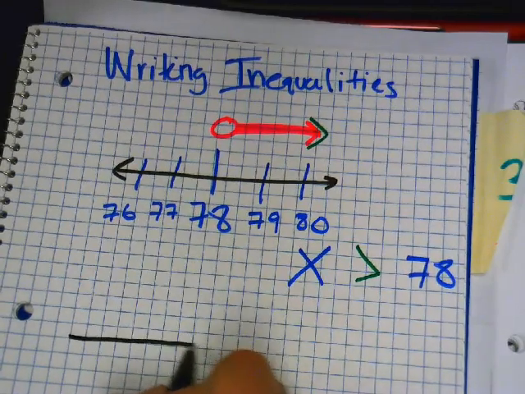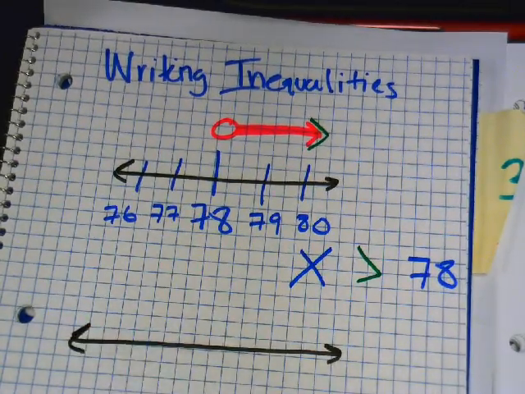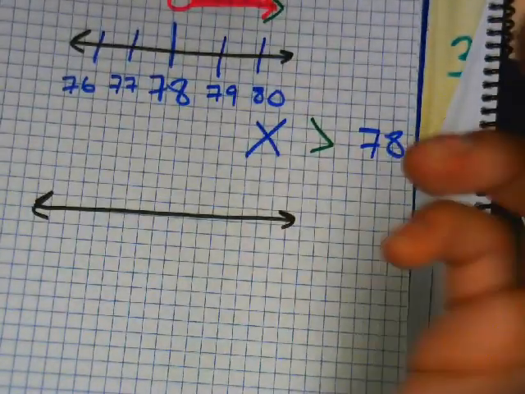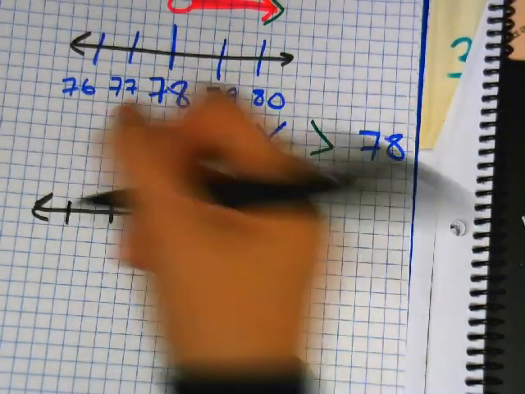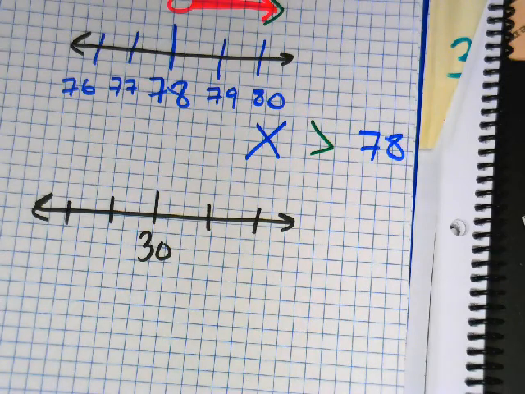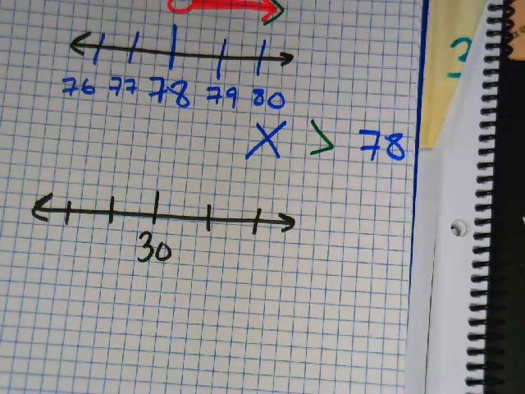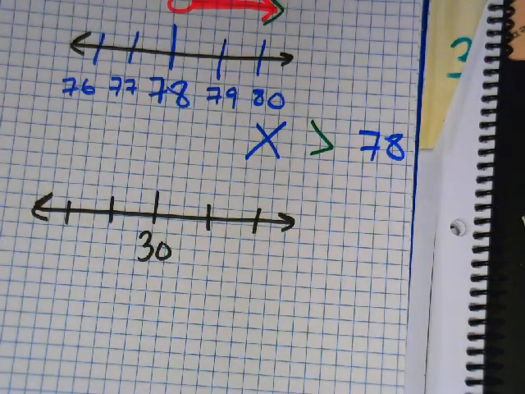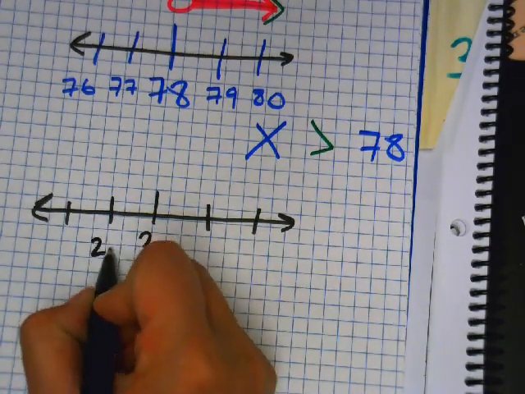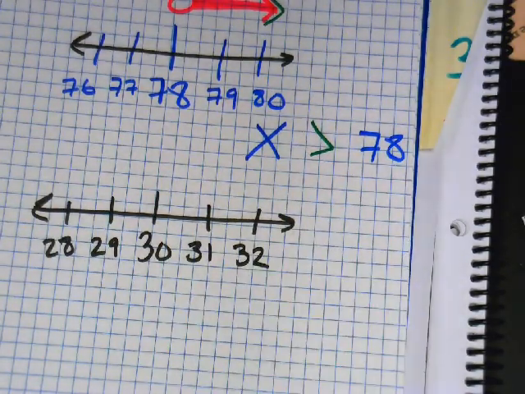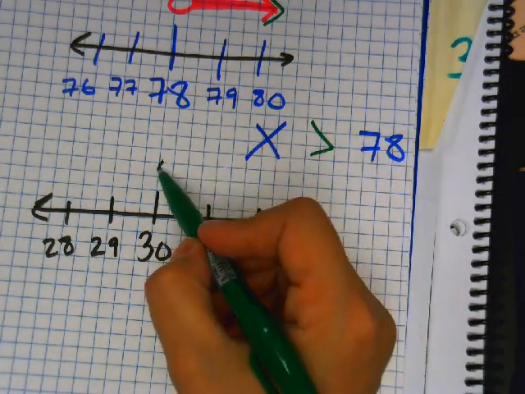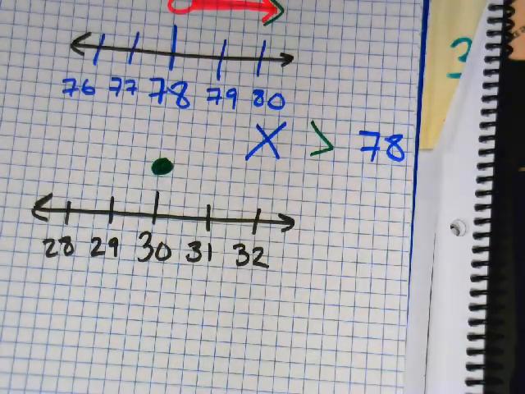All right, let's try another one. Number line? Quick, give me a number. 30. All right, 2 numbers above and 2 numbers below 30, please. Write it down. Open or close? Close. I like it. Left or right?